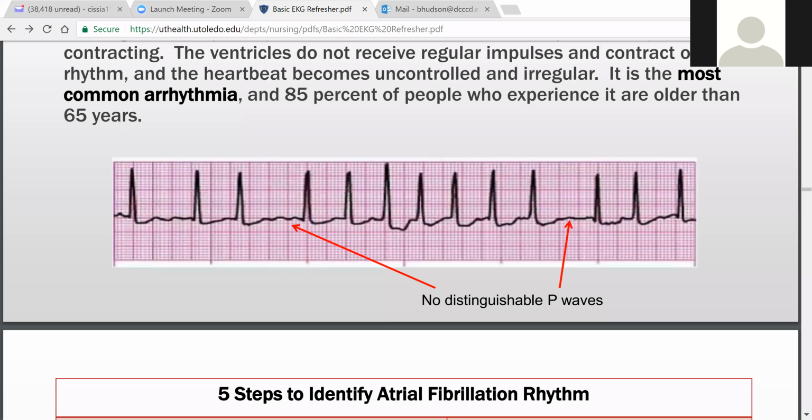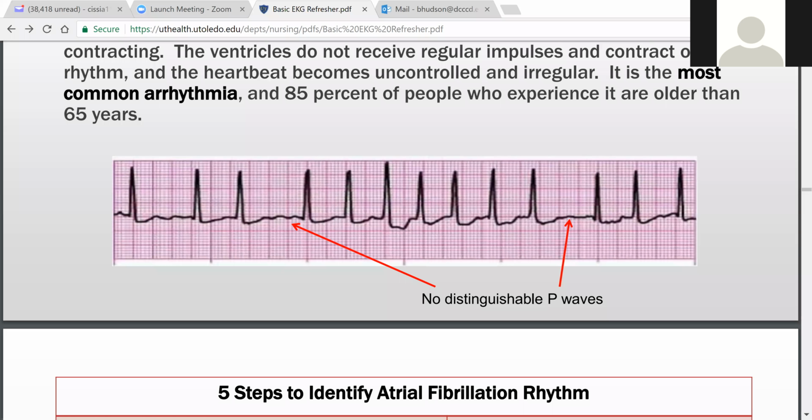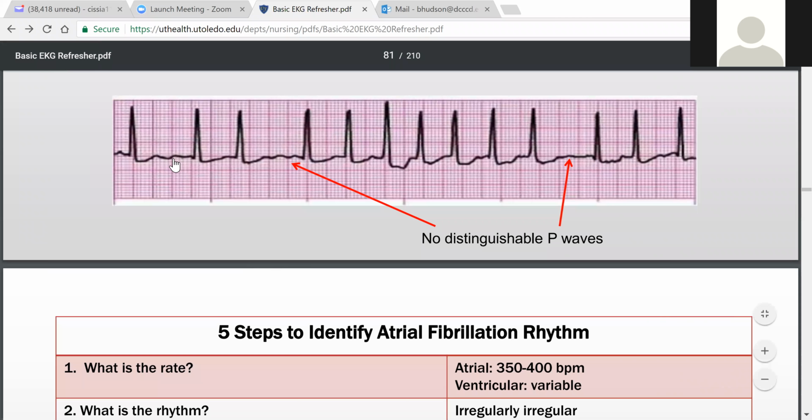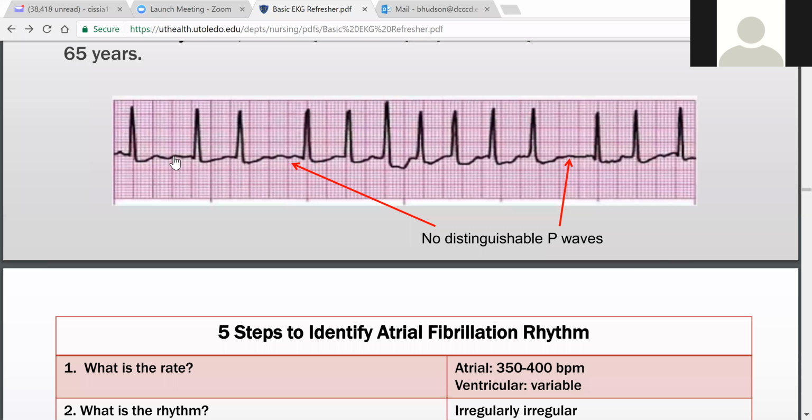But just looking at this, does this strip look regular? No. Okay, so this would be irregularity. And there's not a P wave in front of every QRS. It's not discernible or distinguishable. So this would be an example of atrial fib. It's irregularly irregular.